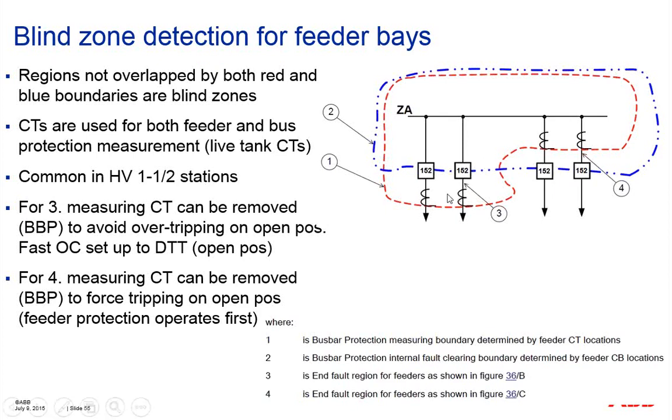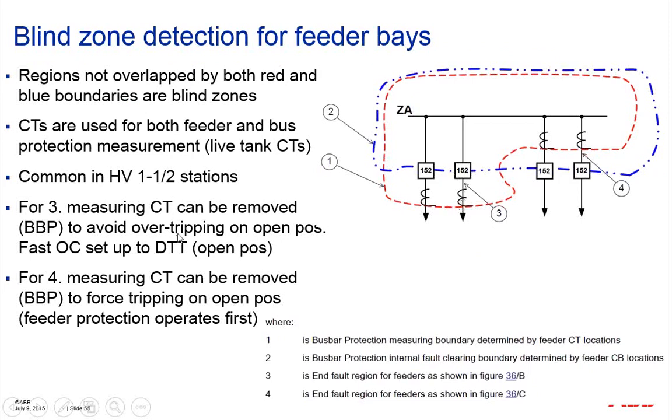On number 3, for the fault here, the measuring CTs here can be removed to avoid over-tripping conditions. Again, when the breaker is closed and the fault hits, the busbar protection opens. However, the fault is not cleared, right? Fault here, the fault can be fed from this side, from the line here.